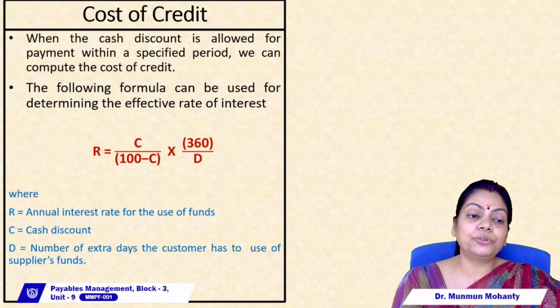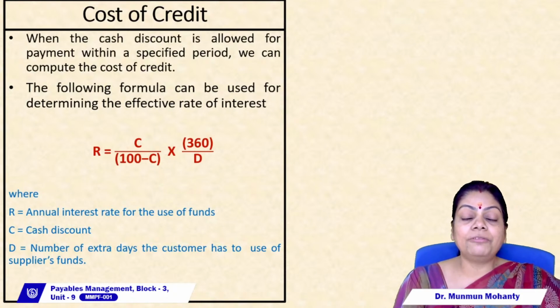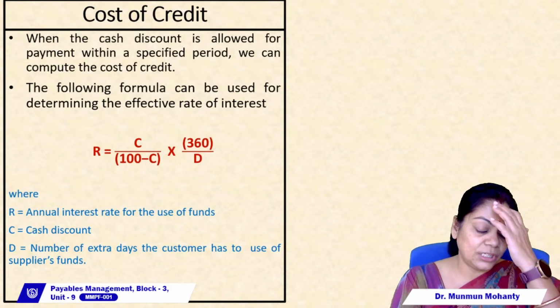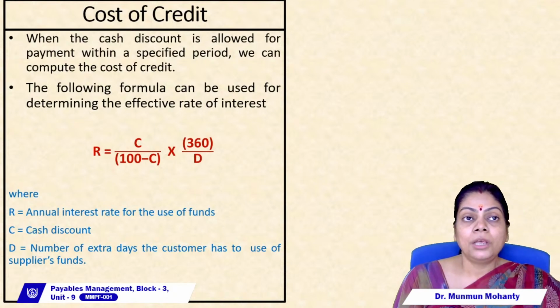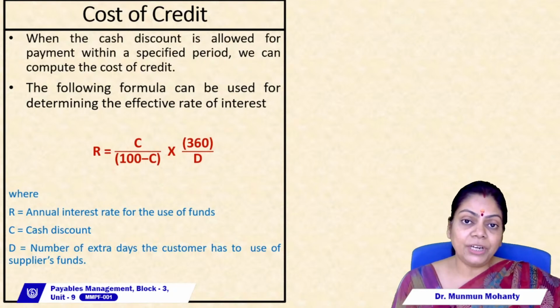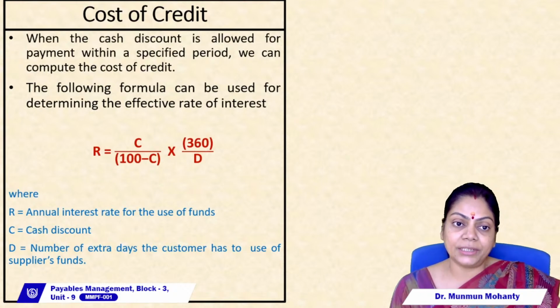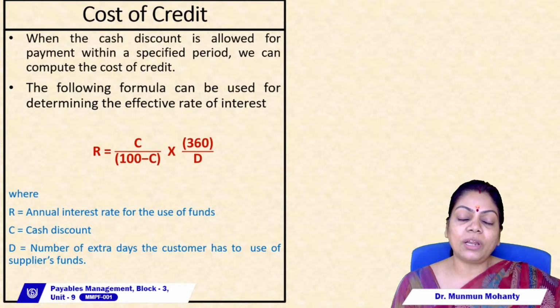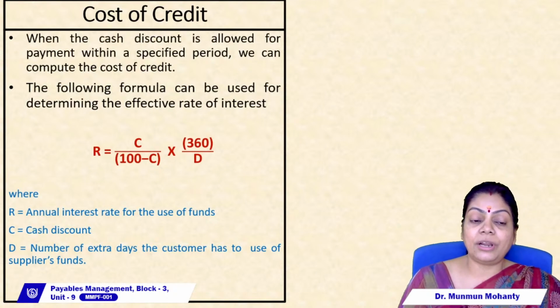We can compute that through this particular formula, where R, I am showing you, is the effective annual interest rate. Now, the point is, if you are paying within 10 days, then you get a 2% cash discount. But if you are stretching for another 20 days, suppose the bill value is 1 lakh rupees, so you are stretching that 1 lakh rupees for another 20 days, is there any cost involved? So how can we compute that cost? That cost can be computed here like this.